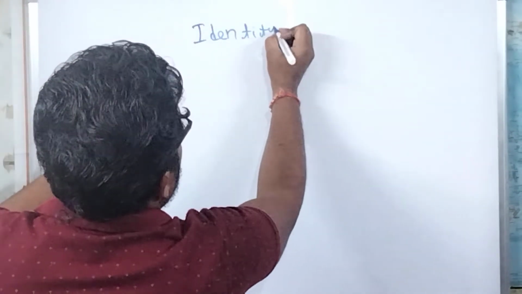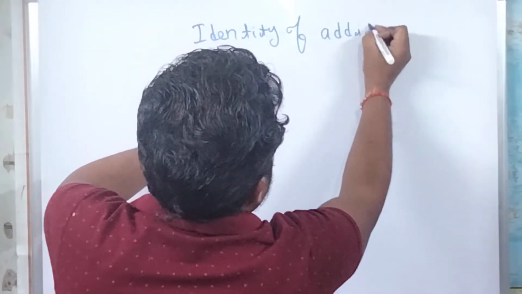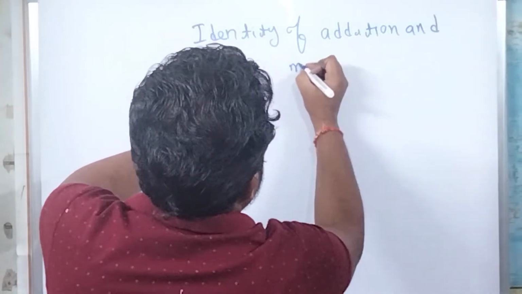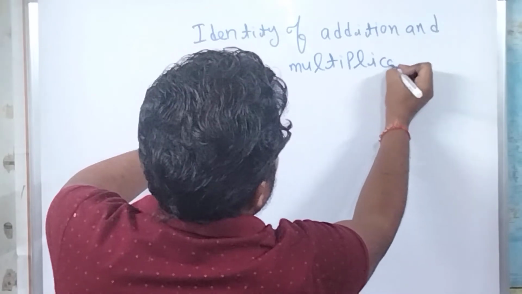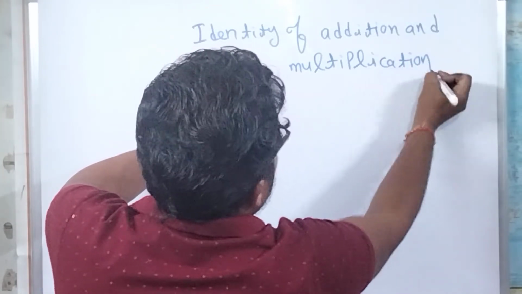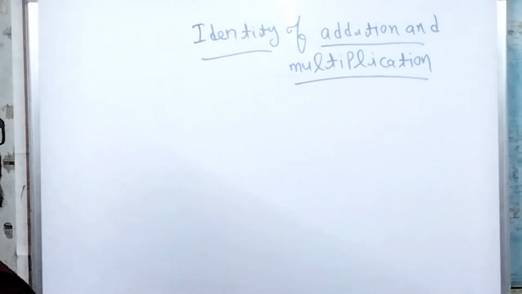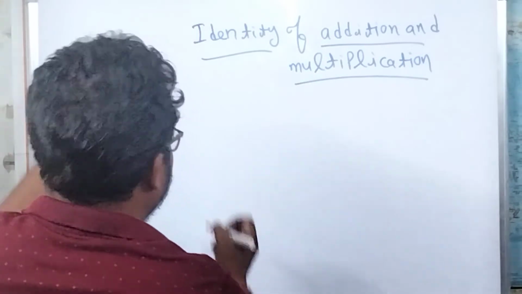Identity of addition and multiplication. This topic is very important. First we see the identity for addition.